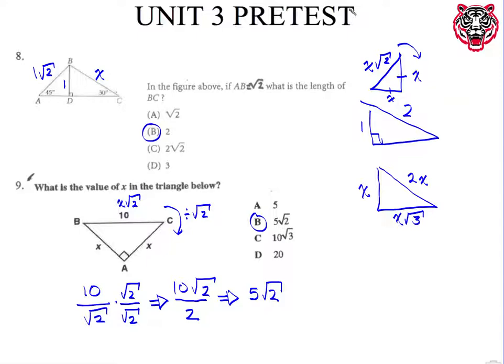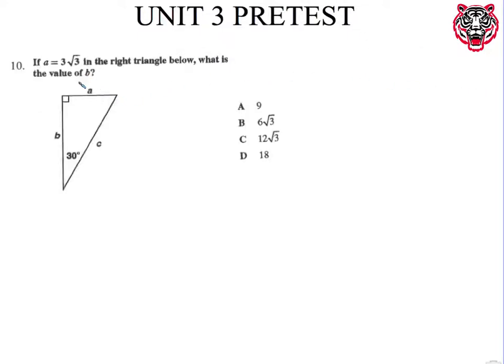All right, moving on to number 10. So A is equal to 3 square root of 3. So we're going to say this is 3 square root of 3. What is the value of B? All right, so if I do my 30, 60, 90 triangle drawn the same way that is represented here, if this was x, this would be 2x, this would be x square root of 3.